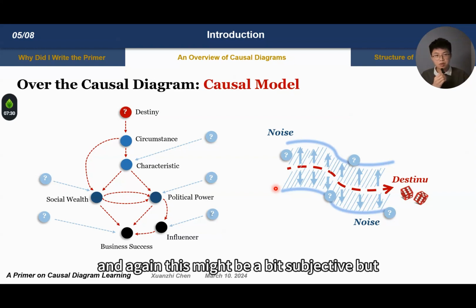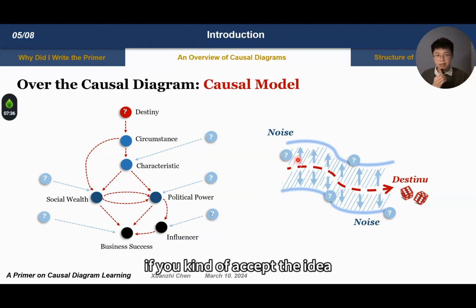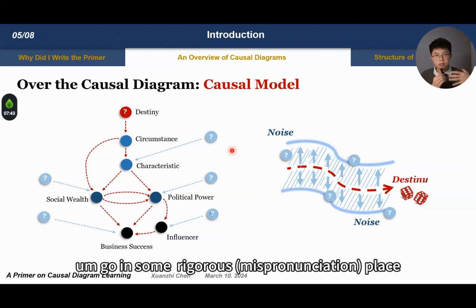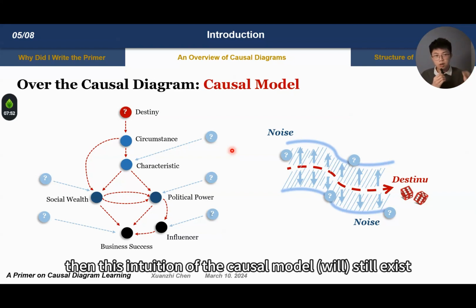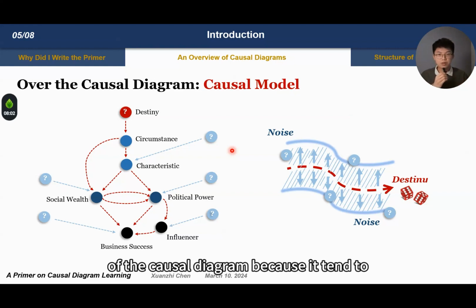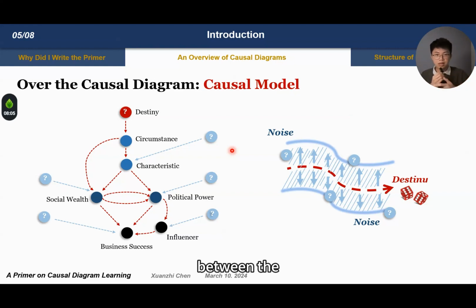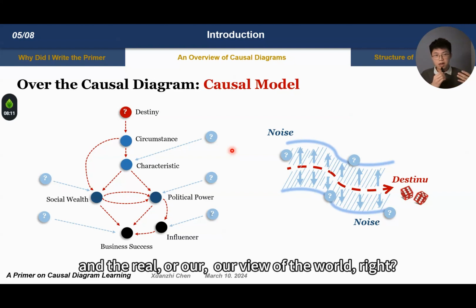Again, this might be a bit subjective, but the point I want to demonstrate here is that if you accept the idea more or less, then I can tell you, even if you go further into some rigorous place, for example doing formalizations and mathematics, this intuition of the causal model still exists. And from my point of view, that is the most interesting point of the causal diagram, because it reflects a strong connection between the scientific world of causation and our view of the real world, right?